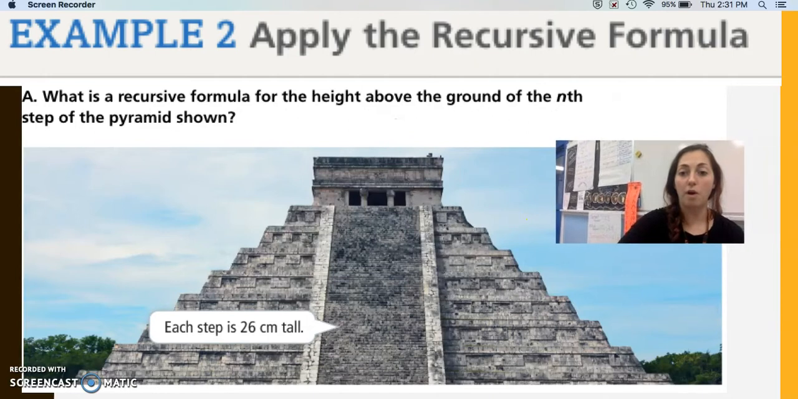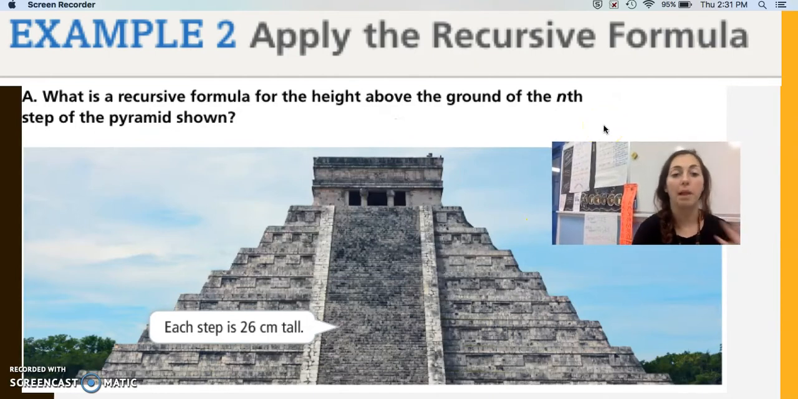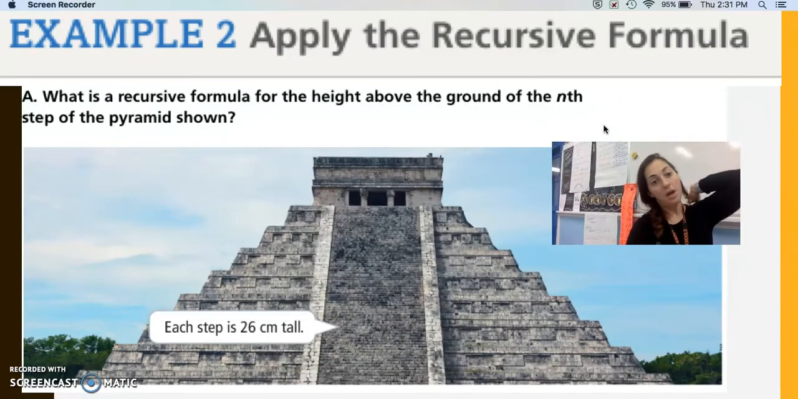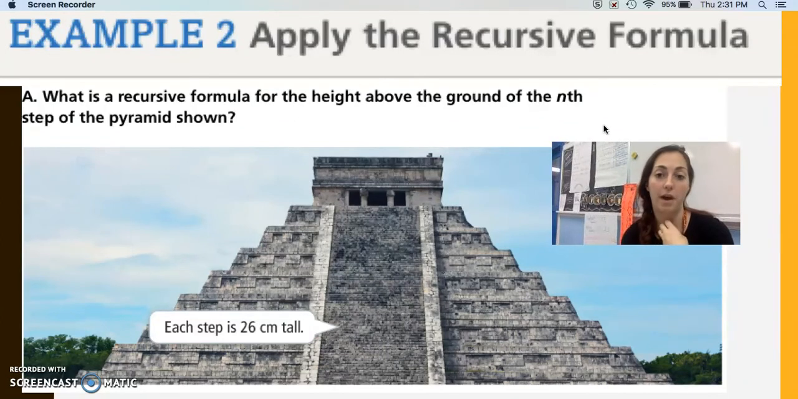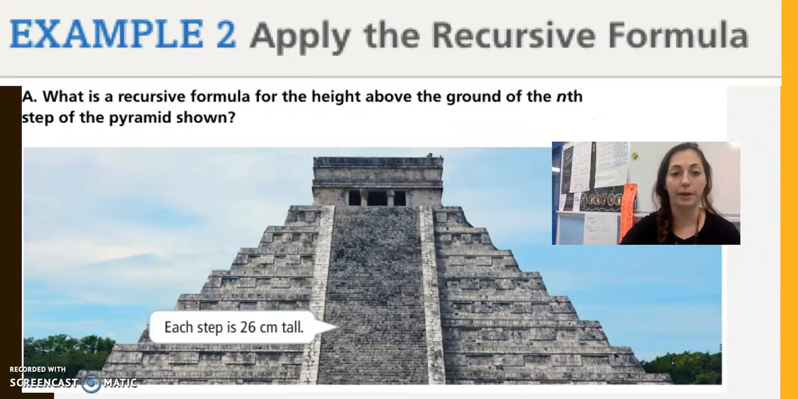So let's move on a little bit. We're talking about how we apply it now, because that's the point here. And we've got this pyramid. What is the recursive formula for the height above the ground for the nth step in the pyramid shown? Each step is 26 centimeters tall. So what do we do?